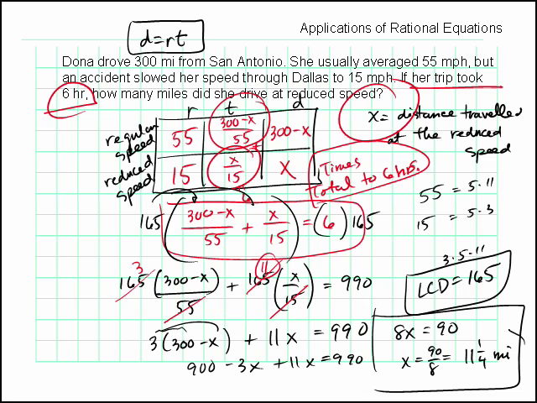Well, that's what it reduces to anyway. And that's our answer. Okay, those are now 3 examples of rate, time, distance problems. Let's look now at a couple work problems.